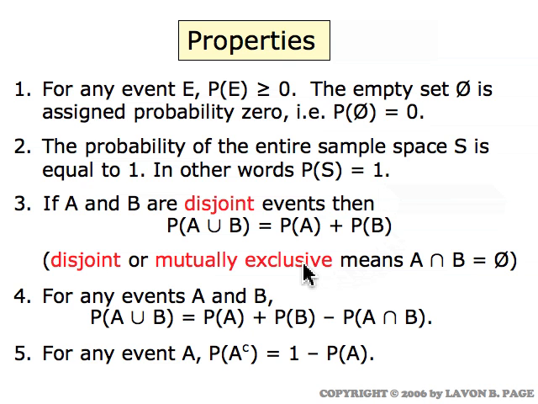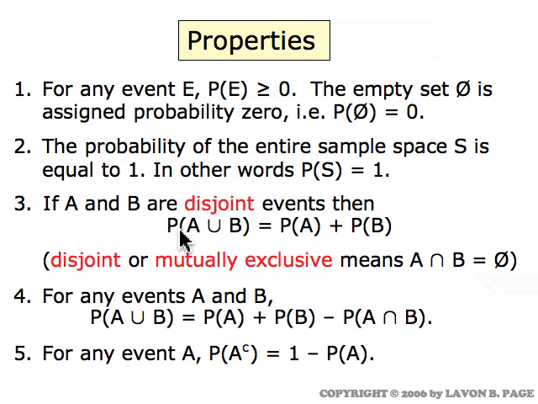Thirdly, if A and B are disjoint events, meaning they don't have any overlap, then the probability of their union is the sum of the probabilities. Another term for disjoint is mutually exclusive. Both the term disjoint and mutually exclusive mean that the two sets have nothing in common. That is, their intersection is empty. The intersection of A and B is the empty set.